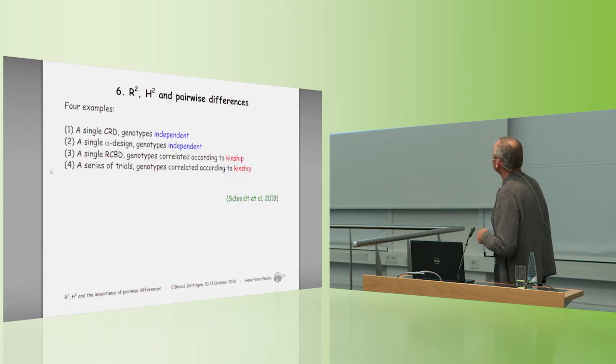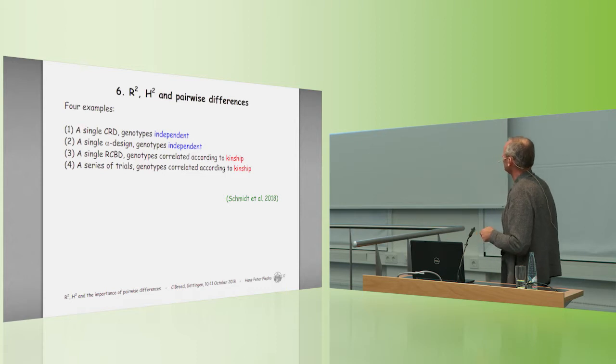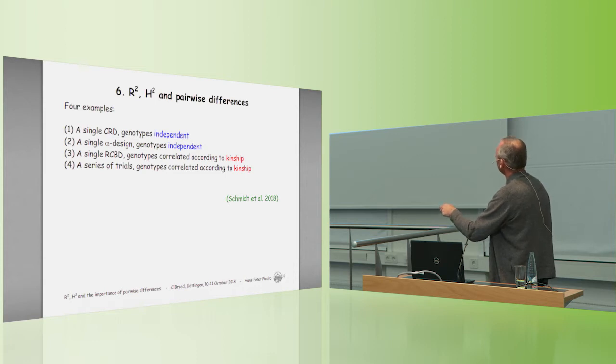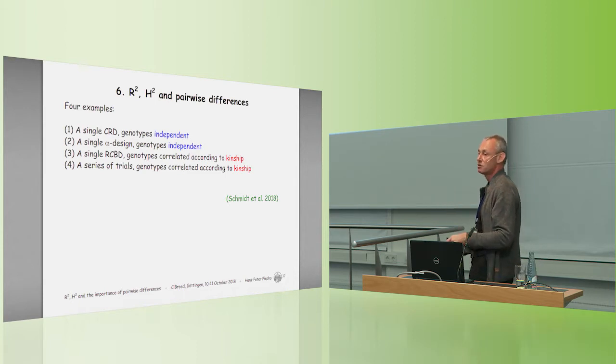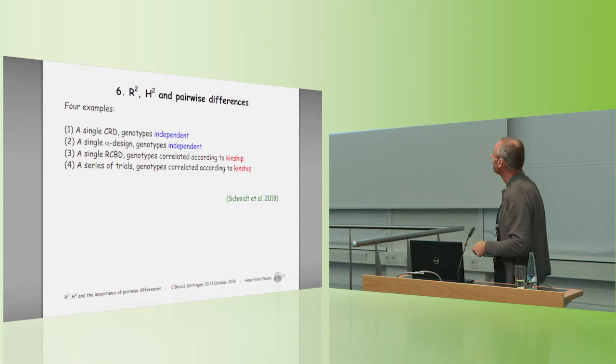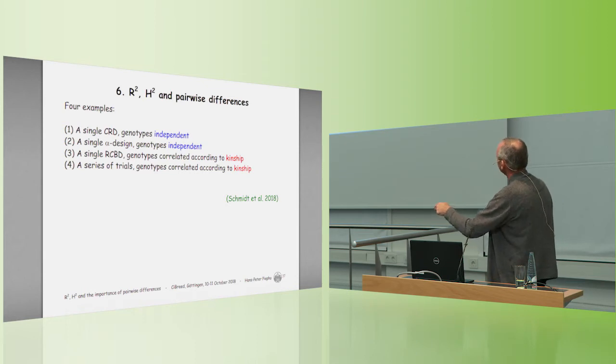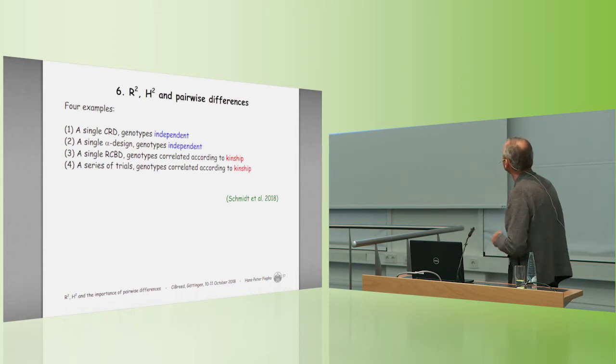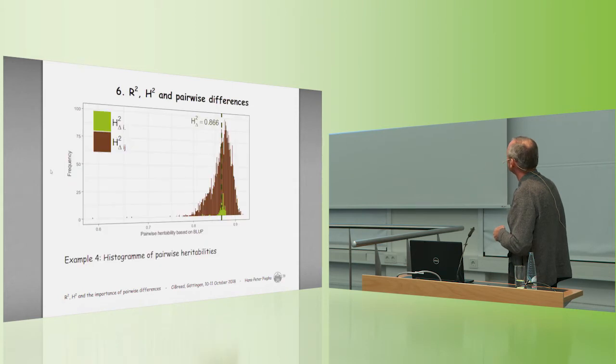And to wrap up, here's 4 examples. A single completely randomized design in which genotypes are modeled as independent. A single alpha design where genotypes are modeled as random and independent. And then 2 more examples where genotypes are correlated according to kinship, or you might say you're doing genomic prediction, you're doing GBLUP using SNP markers. And a randomized complete block design, or a series of trials, each laid out as randomized complete block design. I'm going to skip that.